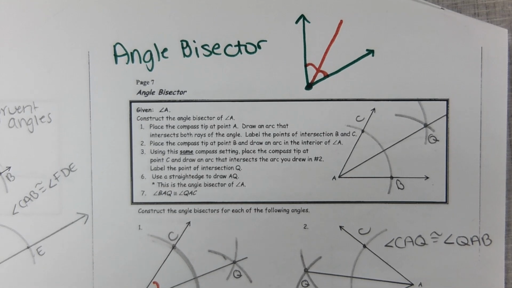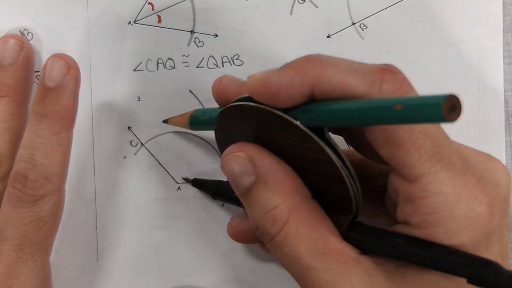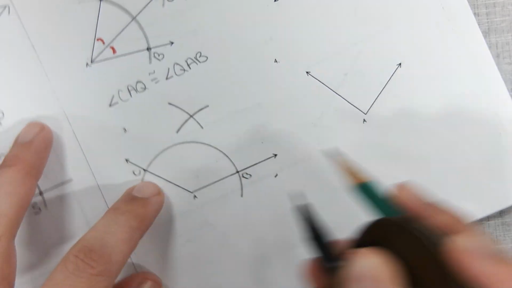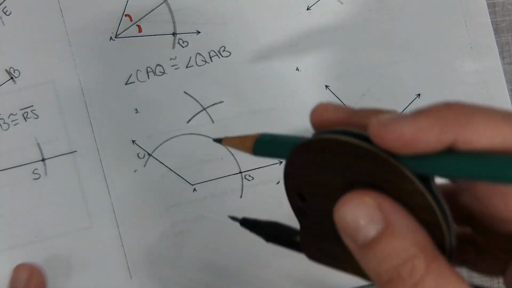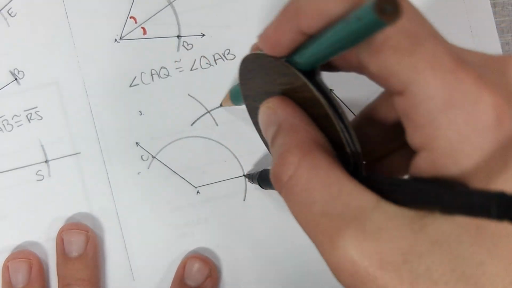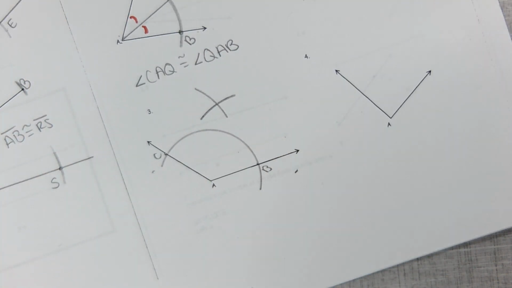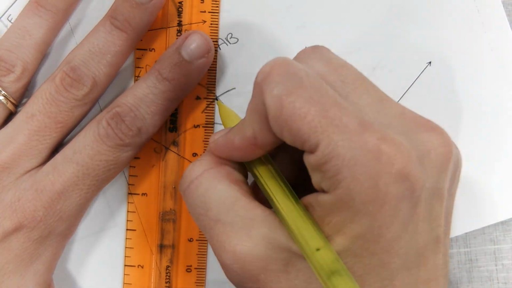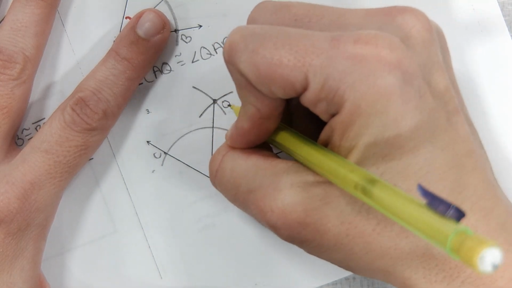So working with angle bisector, what I did is I put the pointer on A. I made an arc that goes through both rays, labeled this B and C. Then from B, I made this mark, and then from C, crossed it, and then the last step is to connect this point to A. And then this point right here is Q.